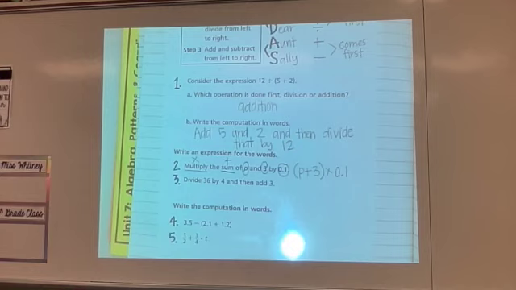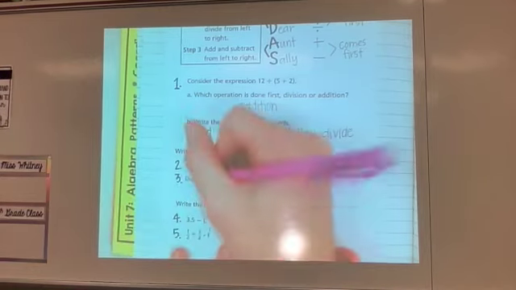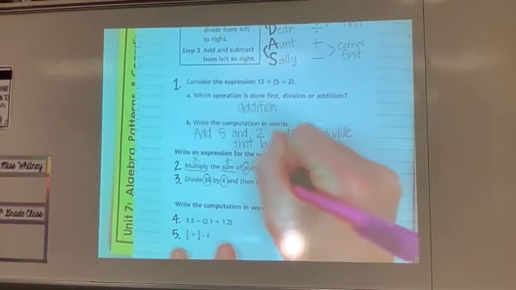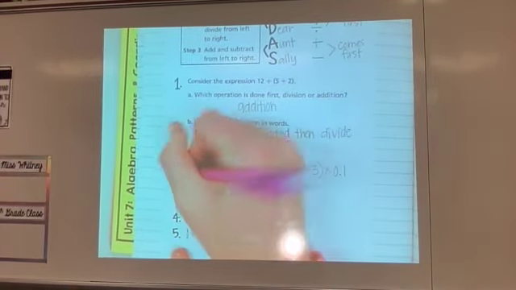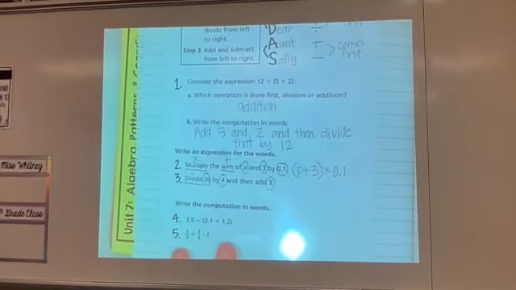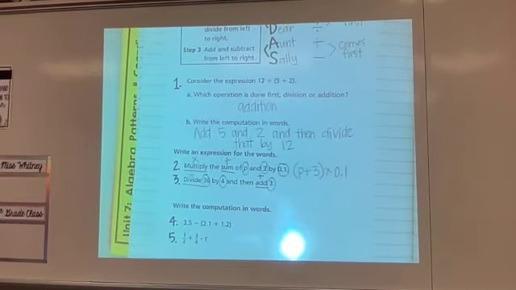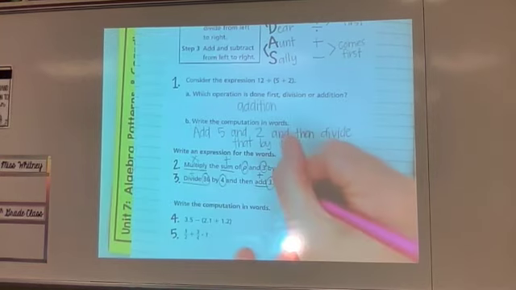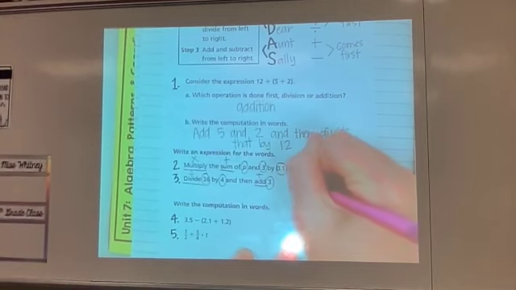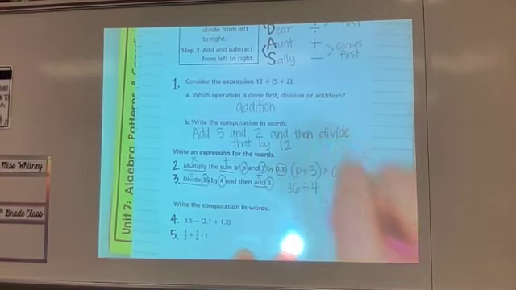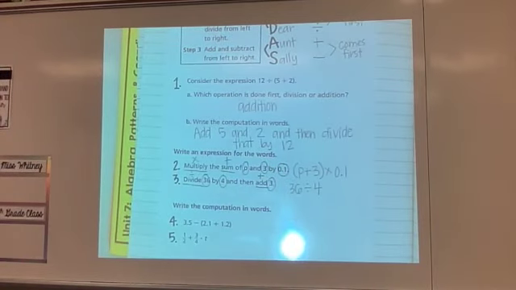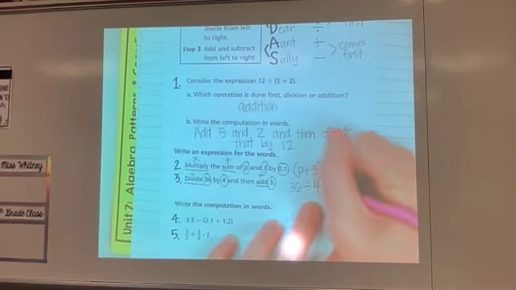It says divide 36 by 4 and then add 3. So I'm circling my numbers first. Then I'm going to look for my keywords. I see divide, which obviously tells me I'm going to do division. And then I see add, which tells me I need to do addition. Divide 36 by 4. Okay, so 36 divided by 4. That's what that would look like with numbers. And then add 3.